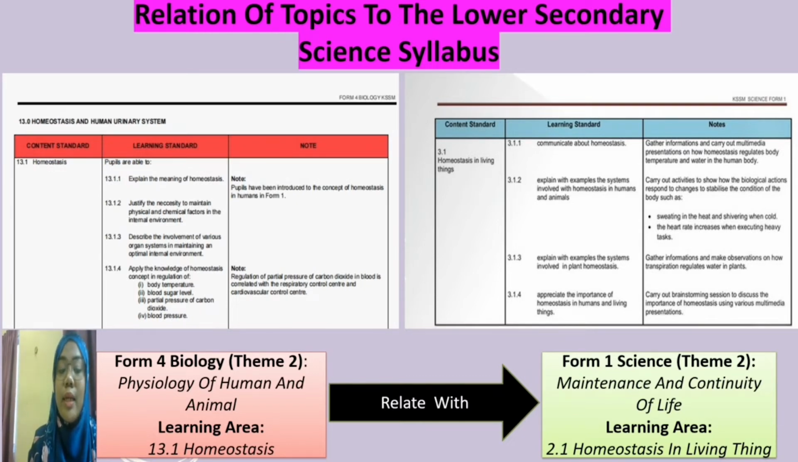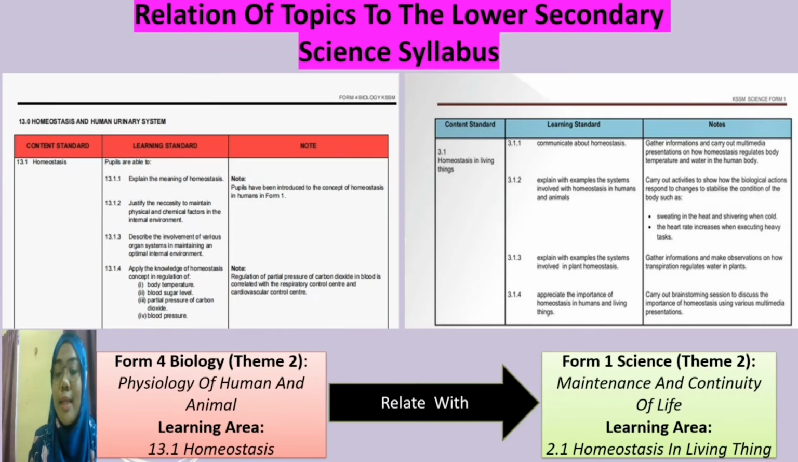And students can also apply the knowledge of the homeostasis concept in regulation of body temperature, blood sugar level, partial pressure of carbon dioxide, and also blood pressure. Refer to the SKP Science Form 1, 3.1, which is homeostasis in living things. Students can communicate about homeostasis.